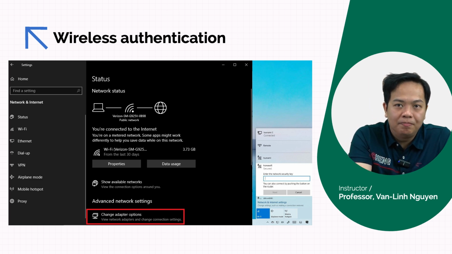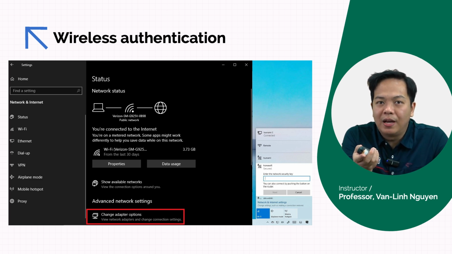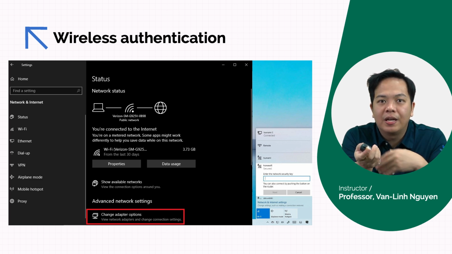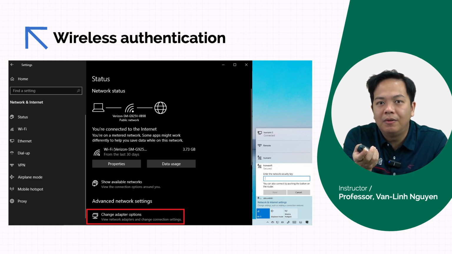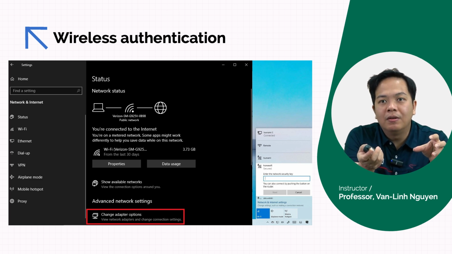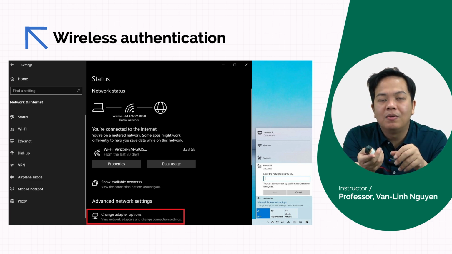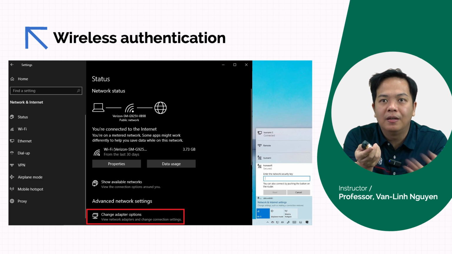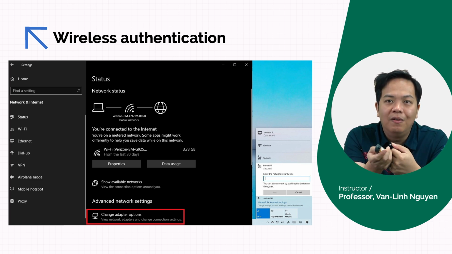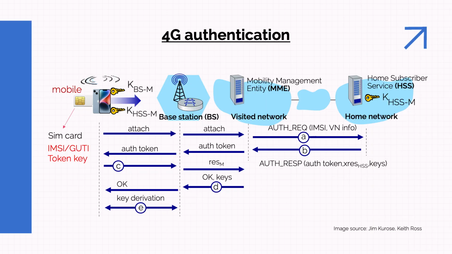But in practice, when you select an enterprise Wi-Fi, it just redirects to the server form and allows you to enter your employee or student ID and password. After you successfully log in from the server, it allows you to access the Wi-Fi. And here is authentication in 4G.